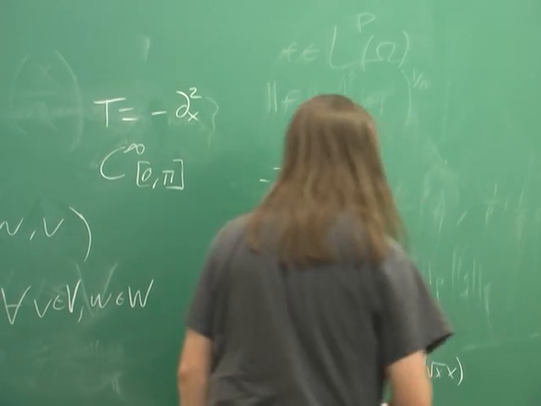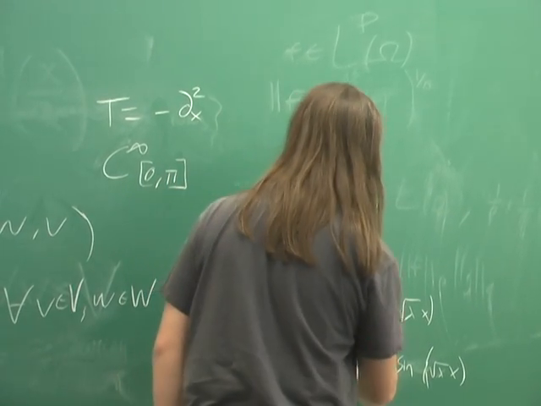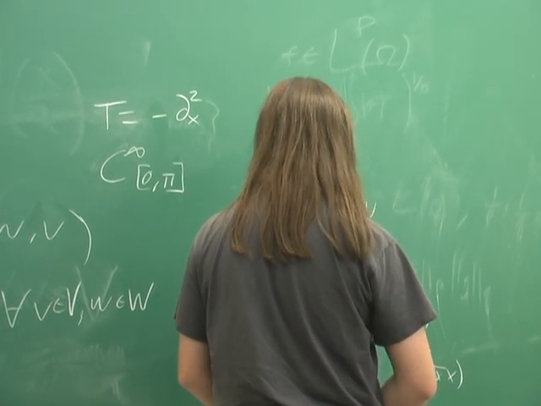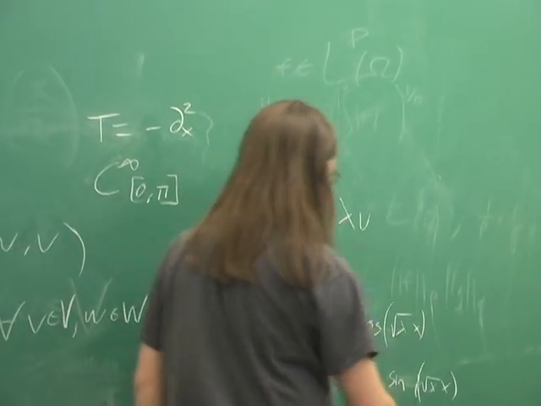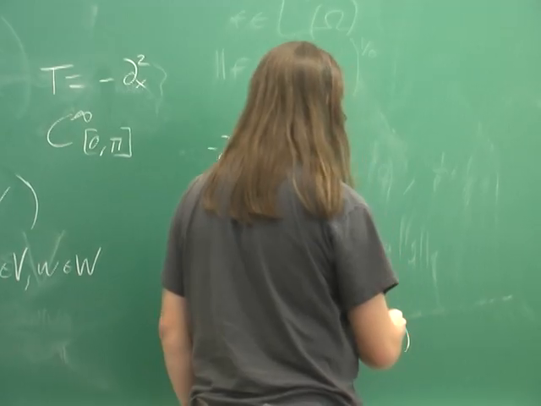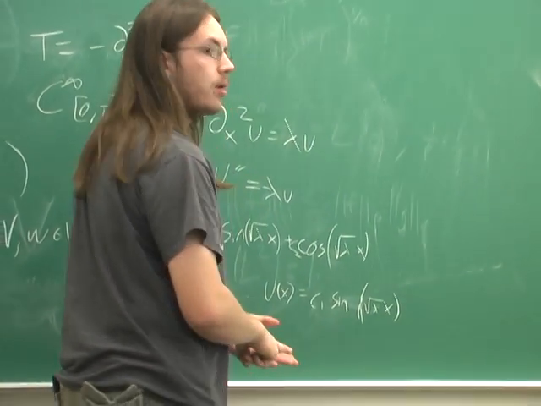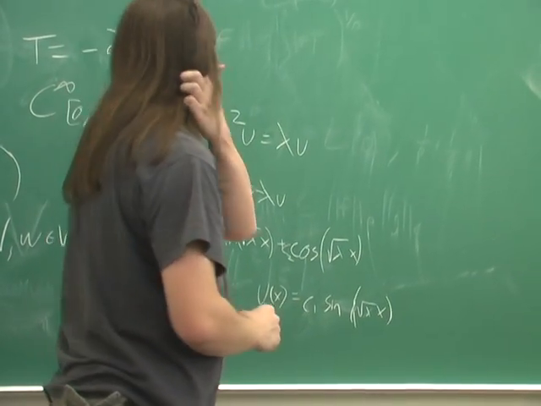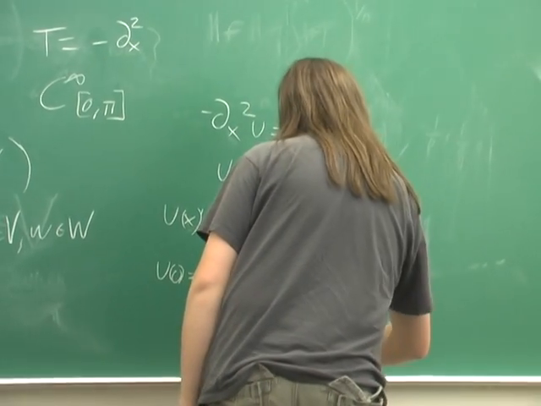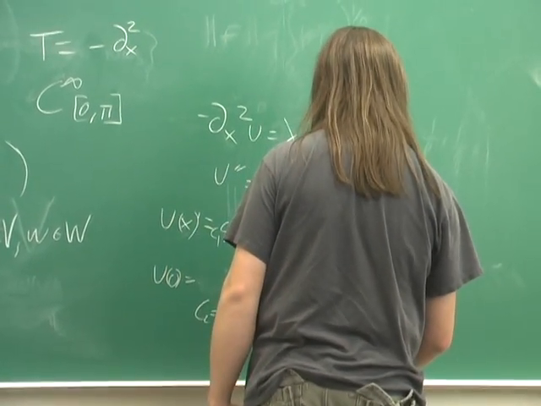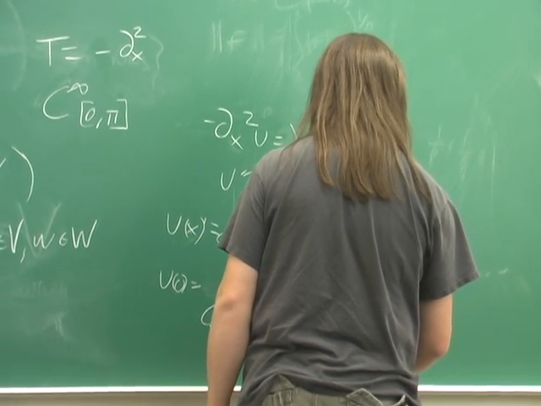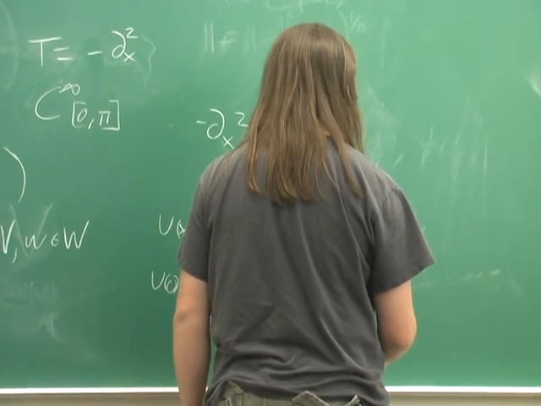Well, it's general, just leave it there. C1 times sine should be equal to 0, and not at x, at pi. When x is equal to pi, just substitute. So sine of square root of lambda pi is equal to 0. Just write it down.